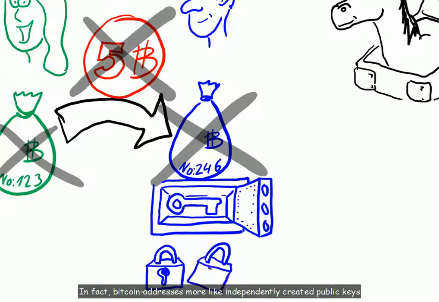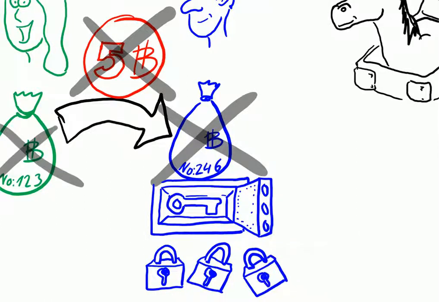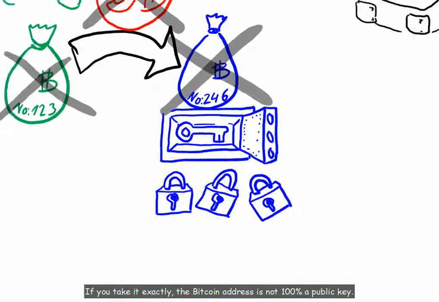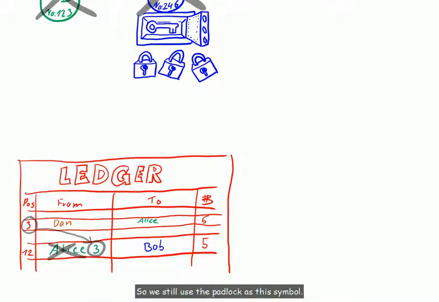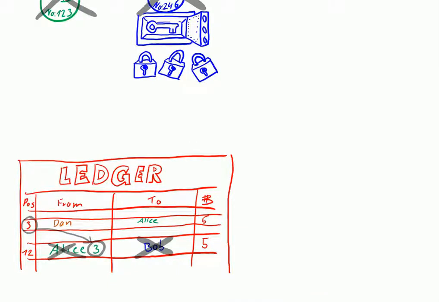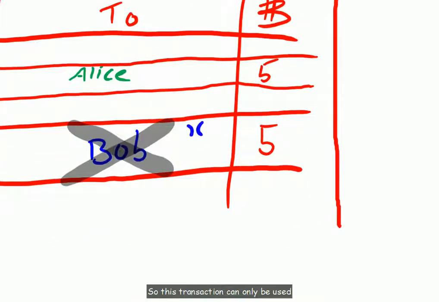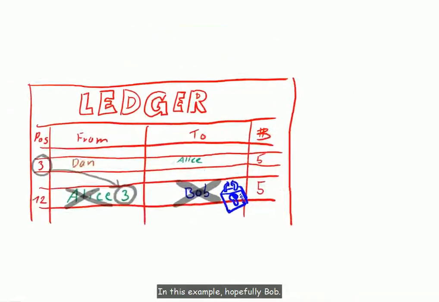In fact, Bitcoin addresses are more like independently created public keys with which transactions can be locked. If you take it exactly, the Bitcoin address is not 100% a public key, but it's a generated value that has the public key as its initial value. So we still use the padlock as this symbol. In fact, the transaction is an entry in the ledger, locked with a public key, so this transaction can only be used by the one who can prove to have the corresponding private key. In this example, hopefully Bob.